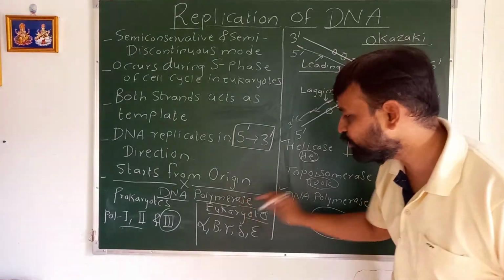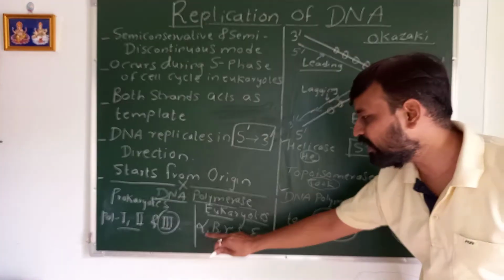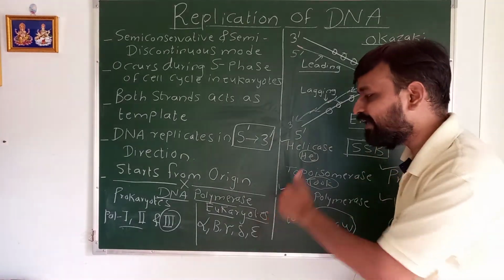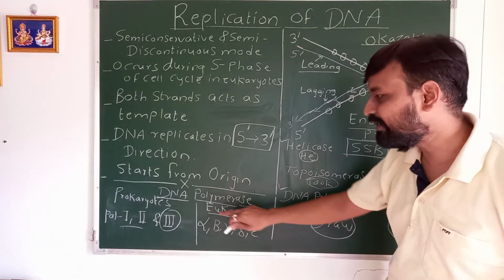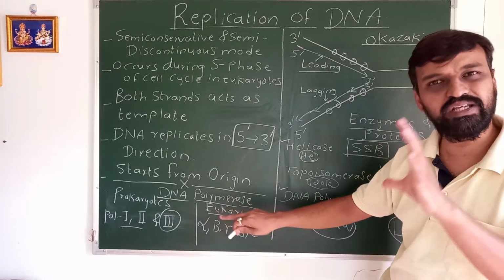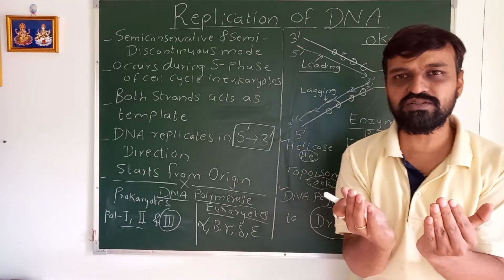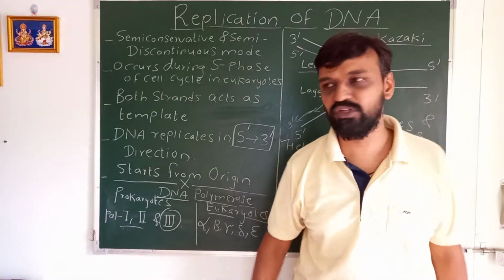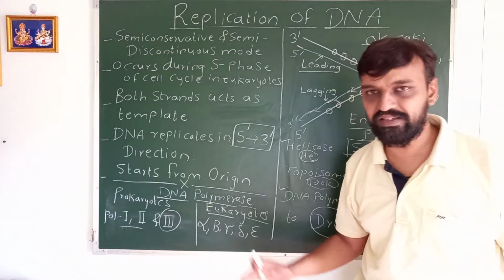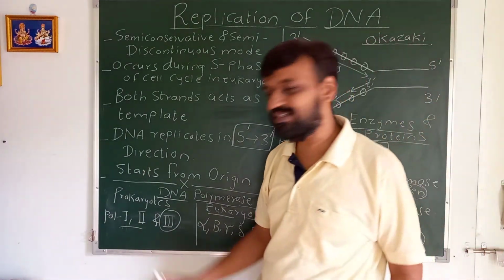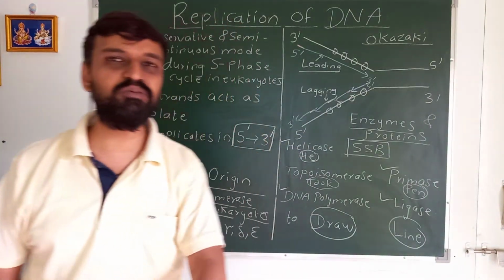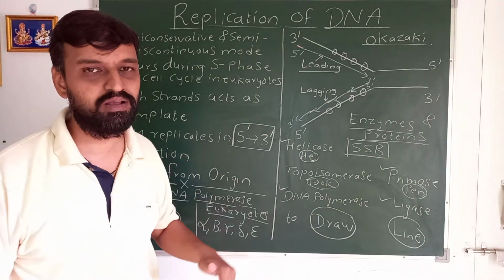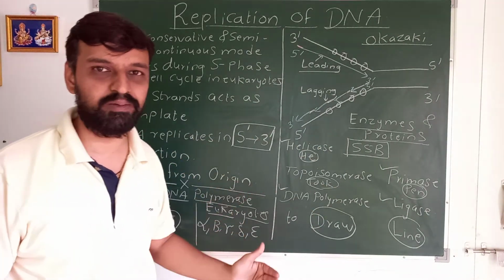While in case of eukaryotes, you can see there are 5 types of subunits: alpha, beta, gamma, delta and epsilon. So guys, in eukaryotes there is a DNA polymerase having all 5 subunits, while in prokaryotes there are 3 different types of DNA polymerase: 1, 2 and 3. As I already told you, out of these 3, DNA polymerase 3 is the major enzyme involved in this process, while 1 and 2 play a major role in repair.